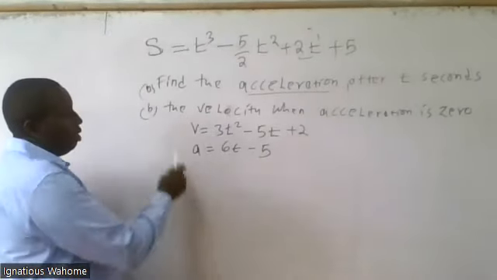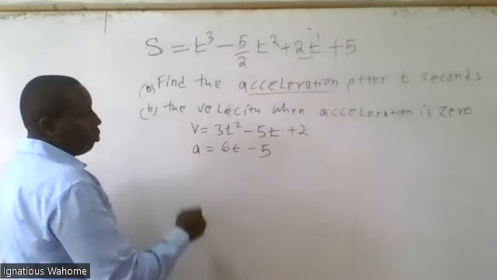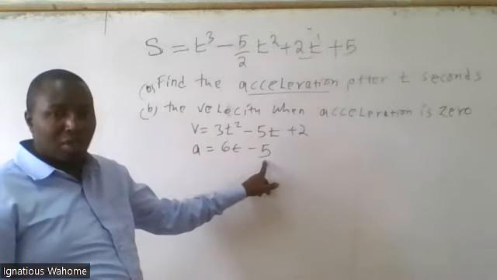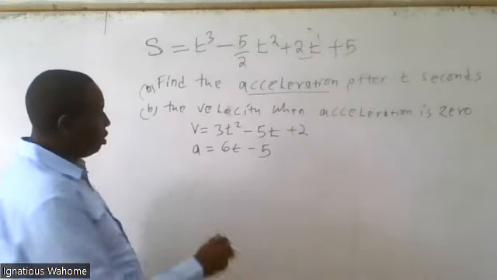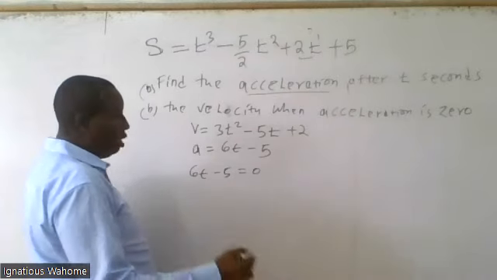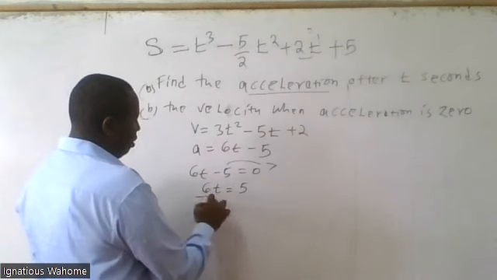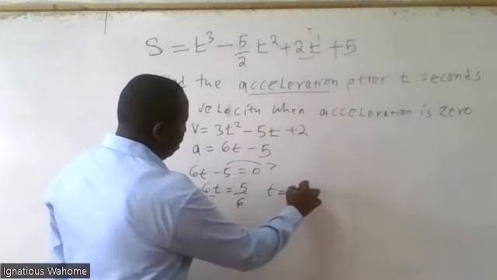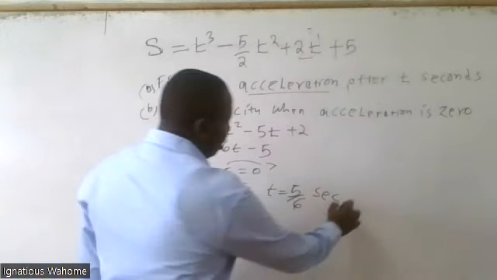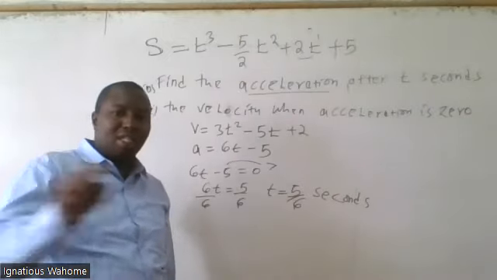Next, find the velocity of the particle when the acceleration is 0. When the examiner talks of acceleration being 0, you set this function for acceleration to 0. So you say 6t minus 5 is equal to 0. Take 5 to the other side: 6t equals 5. Divide by 6, so t is equal to 5 over 6 seconds. T represents time.